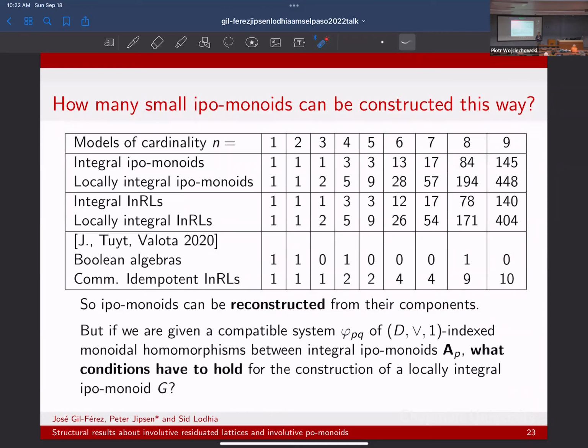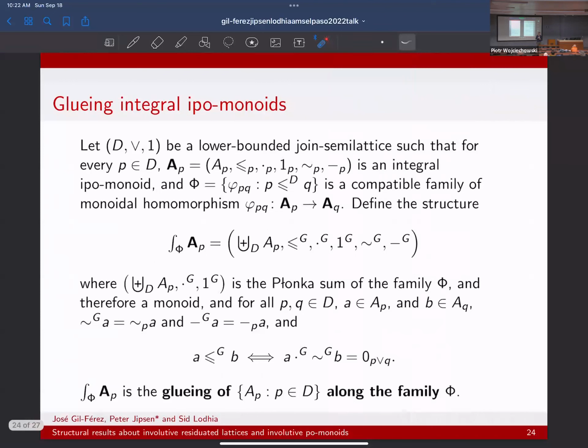So what we still want to address in a nice way is if you're just given a compatible system of morphisms over a joint semilattice indexed set, what are the conditions that have to hold so that the construction that we just went over will produce a locally integral IPO monoid? Because so far, I haven't told you anything about that. I've told you if we start with a big algebra and pick out all the components, then we can reconstruct the big algebra from the components and from the connecting morphisms. That was what we did so far, but there's a more general aspect to this.